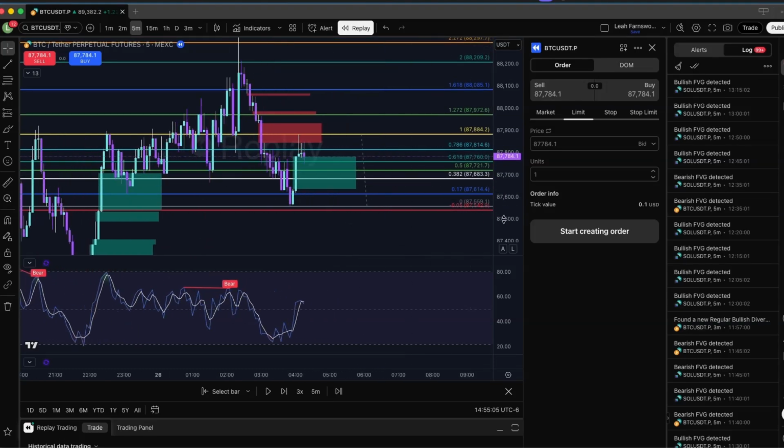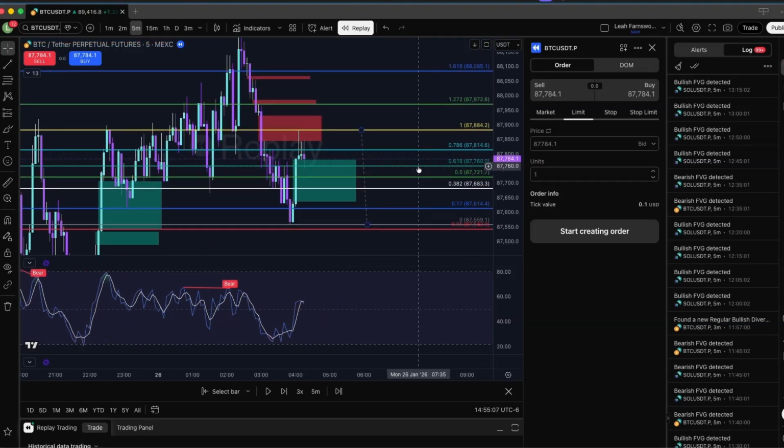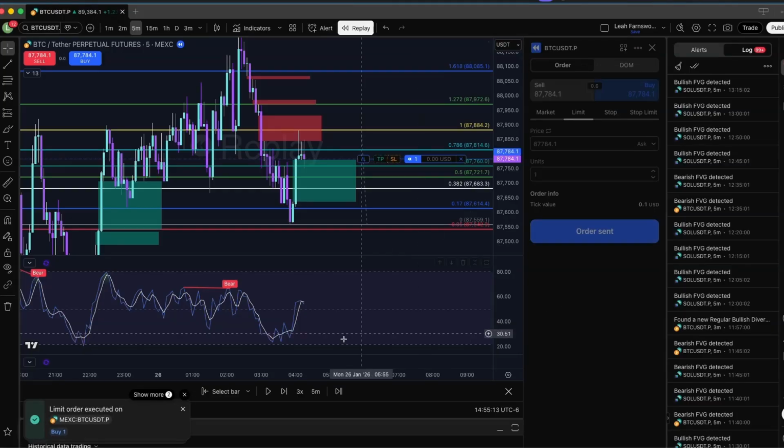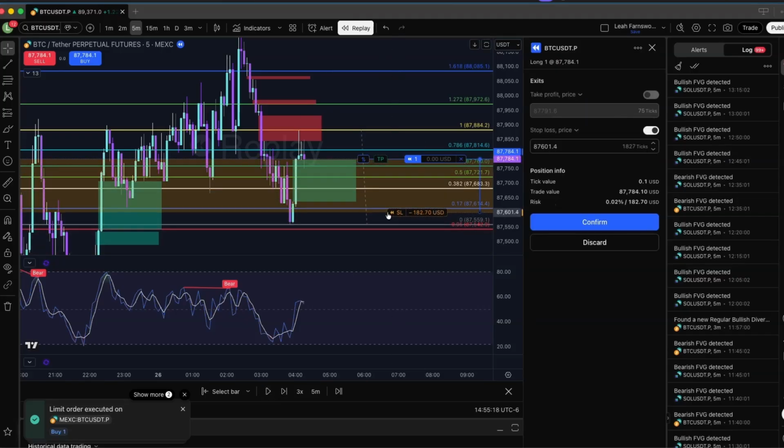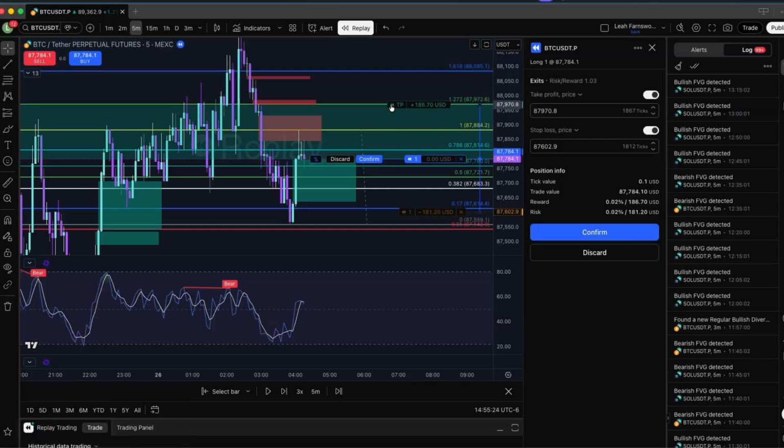Oh, we're already tapping 0.618, which is our entry level. So I will go ahead, hit buy just to show you guys quickly. We'll see how this one plays out. If it hits our stop loss below this 5-minute fair value gap candle and 0.17 fib line, we'll just take profit at 1.272. Not a very good risk reward there. We have about a 1-to-1.